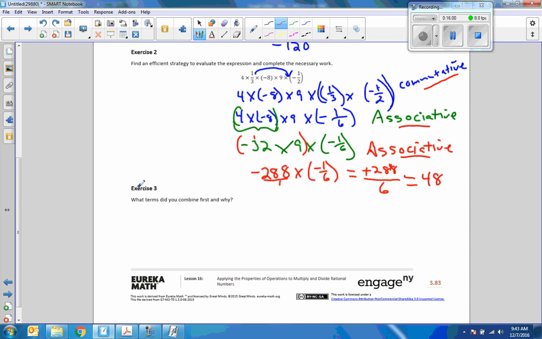So then exercise 3, this will vary as well, because if you did something different, then your answer would be different. So what did I do first? I rearranged it so the fractions were together. And that's what I'd write here. I'm not going to take the time to do that now. But I would say I rearranged the fractions. I used the commutative property to get the fractions together.